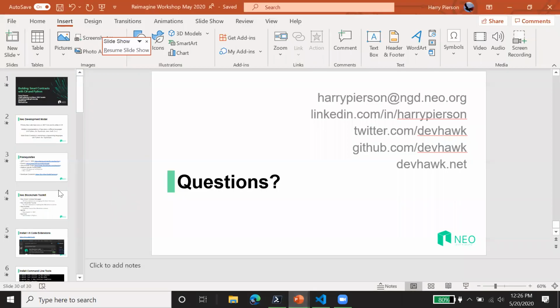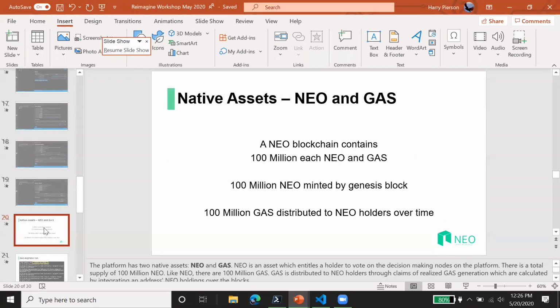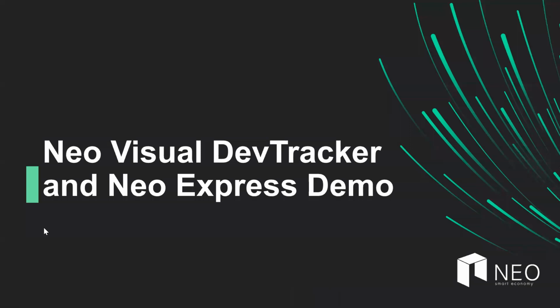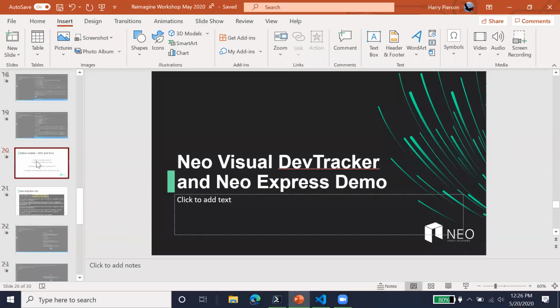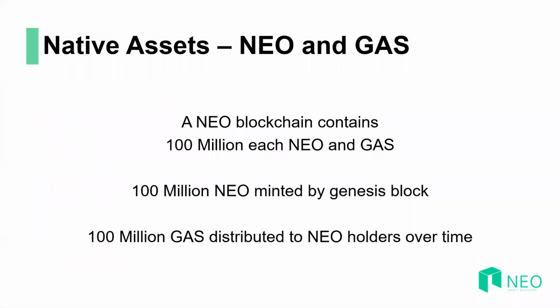You know what? Let me bring up one other slide here that I was not originally going to talk about, but I'm going to anyway. One thing to understand about Neo is that it is a dual token blockchain. Most blockchains are single token, not all of them obviously, but a lot of them. So in Neo, you have both Neo and gas. When you create a Neo blockchain, it has 100 million Neo and 100 million gas.